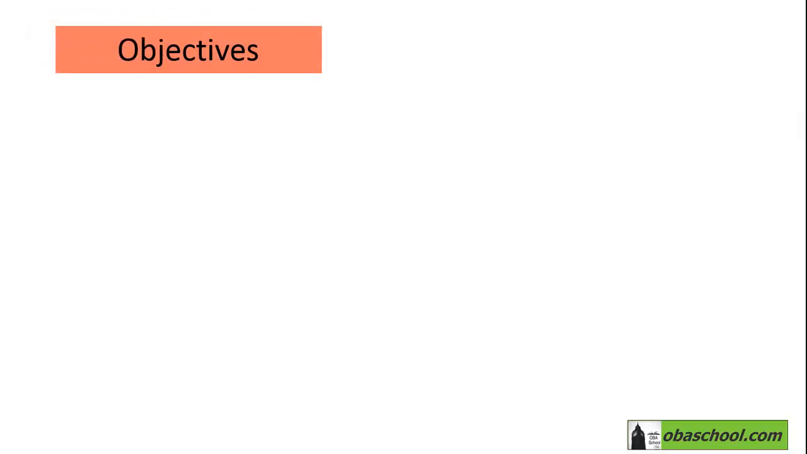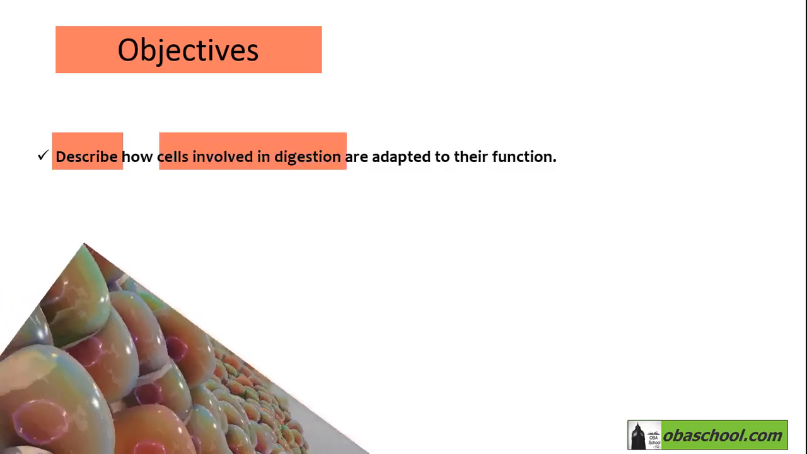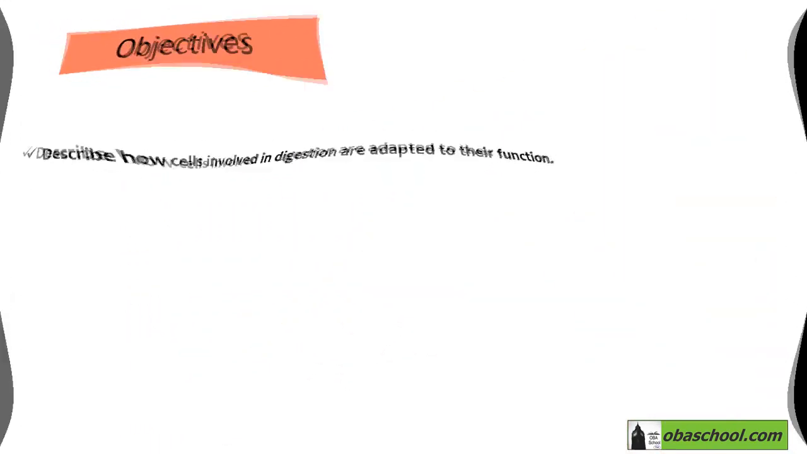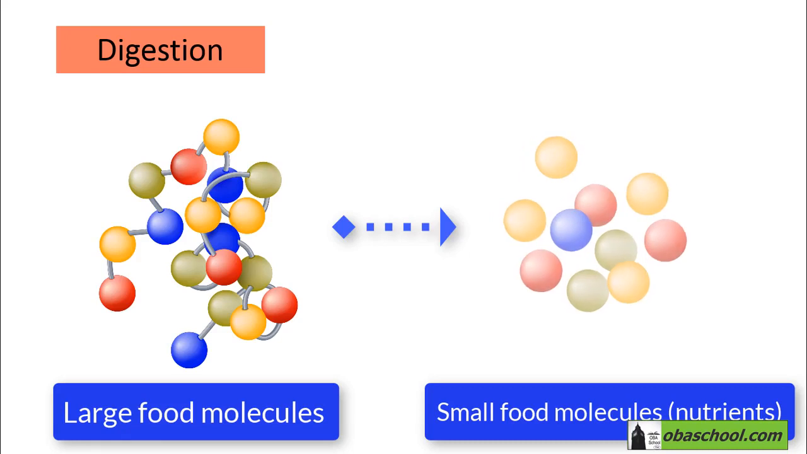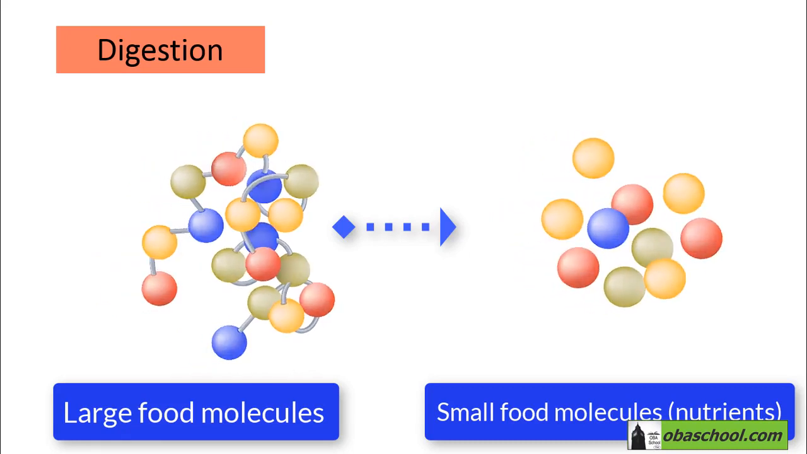By the end of this tutorial, you guys will be able to describe how cells involved in digestion are adapted to their specific function. Let's first begin with what is digestion in general. Digestion is the process by which large food molecules are digested into small food molecules called nutrients.